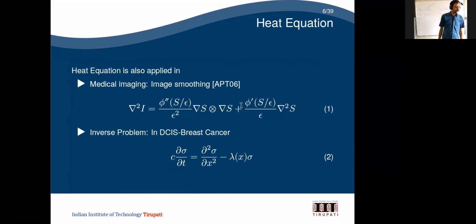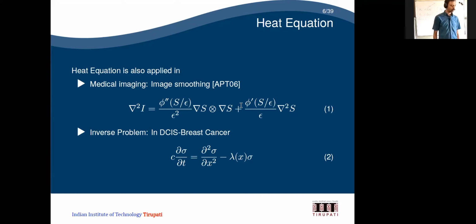Also, it is applied in medical imaging. It is one of the important inverse problems. In medical imaging, they apply this kind of image smoothing, where they take a picture and, using the smoothing, try to identify where the liver is, where the tumor is, where the organs are, etc. That is one of the medical imaging applications. Also there is TCIS, tubular carcinoma in situ, which is breast cancer. For breast cancer, once again they use the same kind of thing.